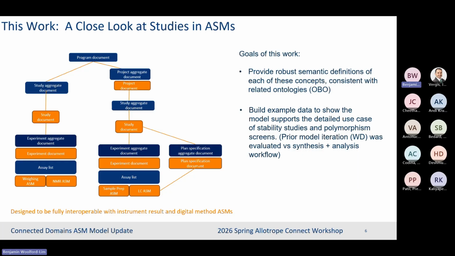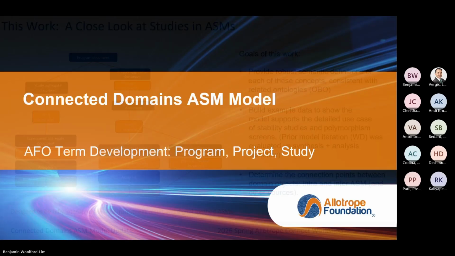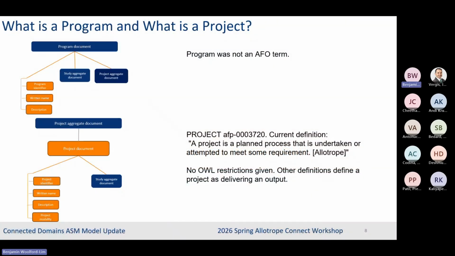Also, the directive was, let's pressure test this with a few studies and make sure that we don't have significant gaps in that scaffolding. And finally, what are the real key connection points between the ASM and these connected domains, and in some cases between the connected domains themselves? So moving on.